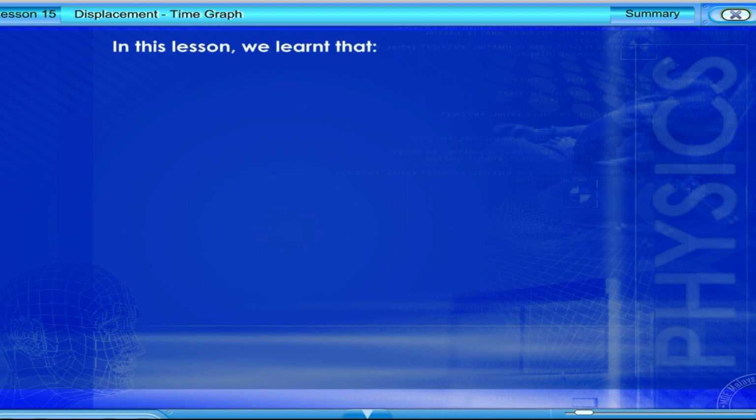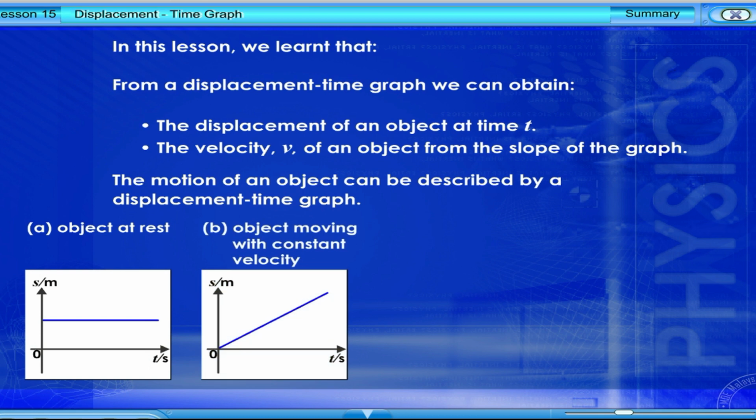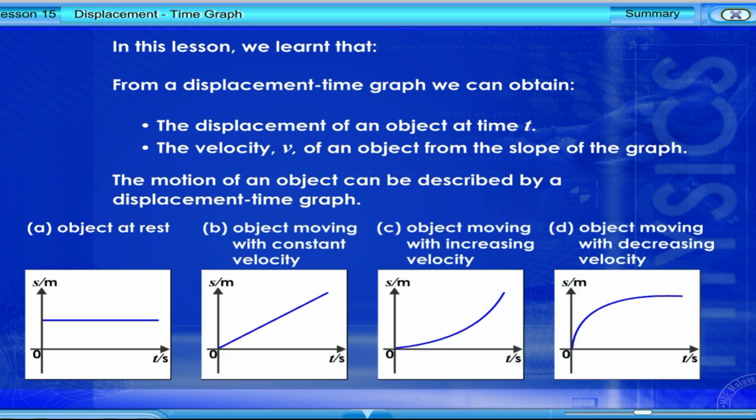In this lesson, we learned that from a displacement time graph, we can obtain the displacement of an object at time t, and the velocity of an object from the slope of the graph. The motion of an object can be described by a displacement time graph.